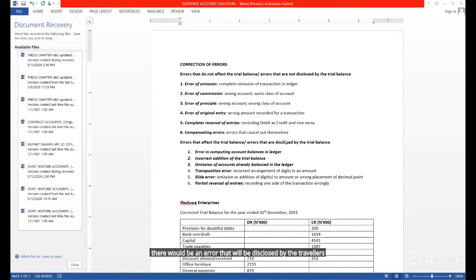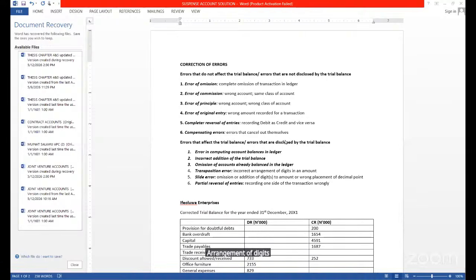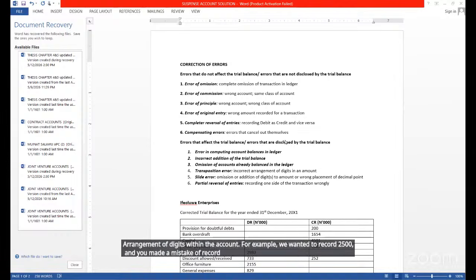Another form of error we could have is the transposition error. Now you've checked that your trial balance was totaled correctly, the balances in the ledger were correctly computed, and the balances in the ledger were all correctly put into the trial balance. The next thing you should look out for is whether there is any incorrect arrangement of digits within the amount. For example, we wanted to record 2,500 and you made a mistake of recording 5,200 naira.